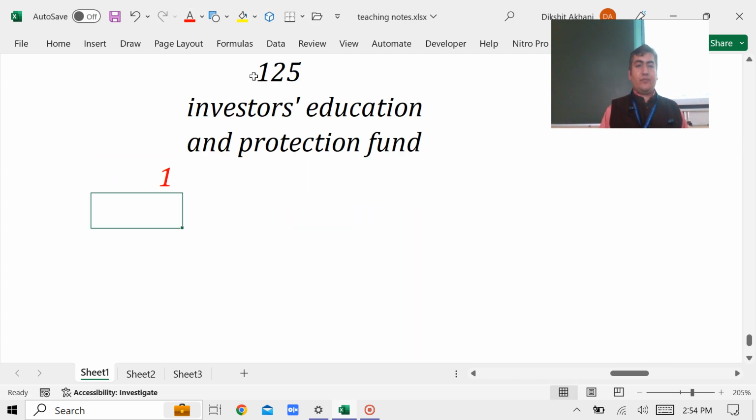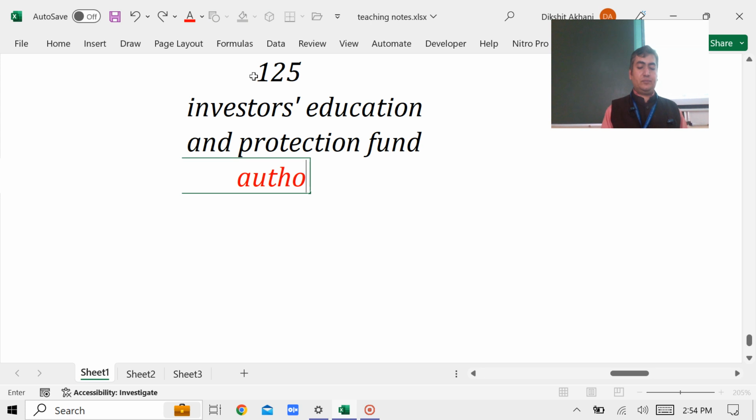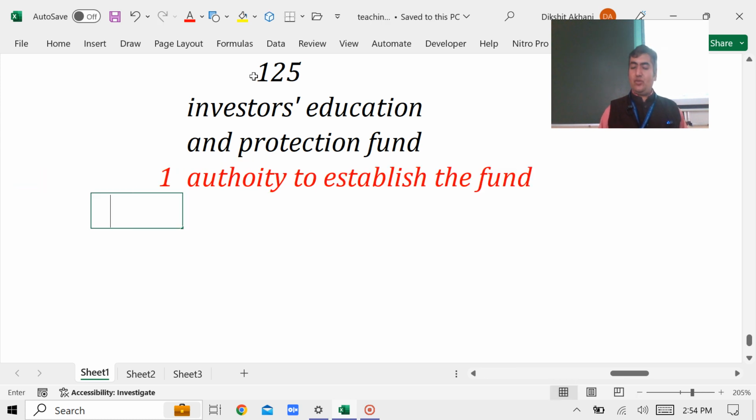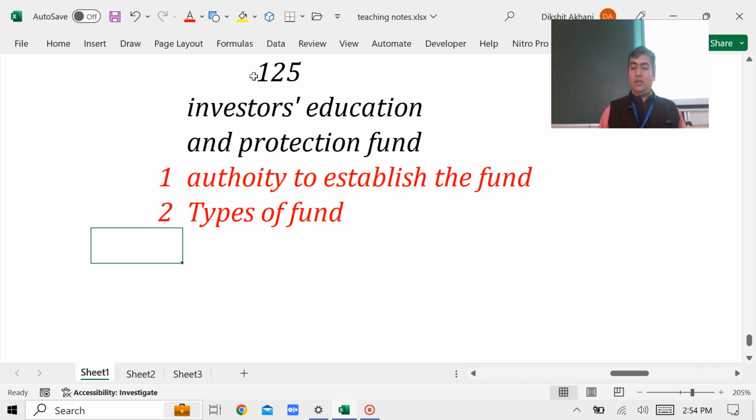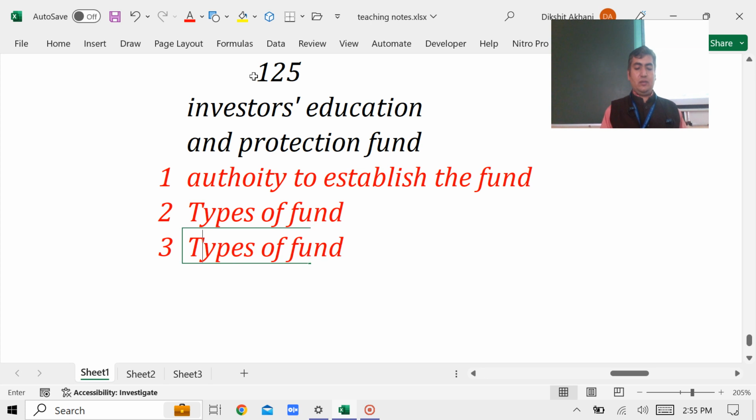Question number one is, who has the right to establish the fund? So authority to establish the fund. Second question is, types of funds which will be credited here. Third, purpose. To establish the fund.